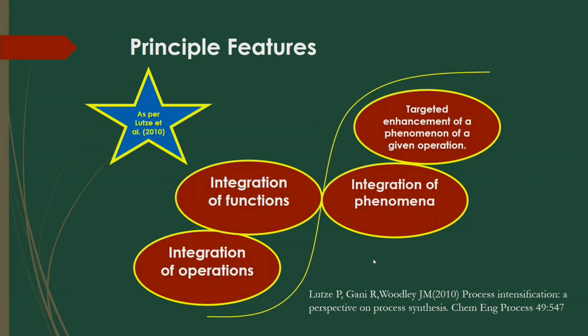Another important set of features was given by Lewis et al., 2010, and they told that the principal features of process intensification should be seen another way. Sometimes you have to integrate the process operations, like two processes in a particular unit, like reactive distillation: reaction as well as distillation, that is, reaction and separation both in a single unit. So, you have to integrate the operations, that means here reaction as well as separation both happen simultaneously in a particular system. That is called integration of the operation.